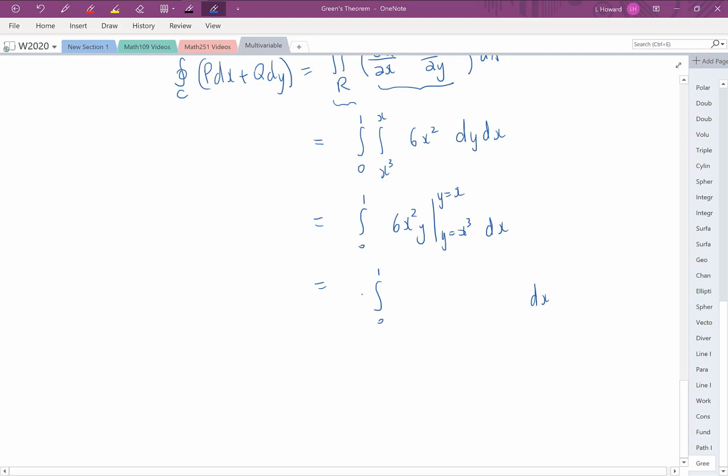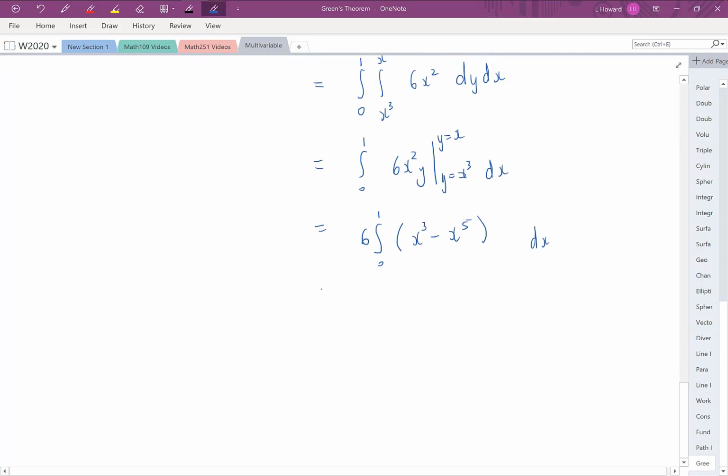So we keep our integral and our dx on there. Evaluating, I'm going to bring the 6 outside, I think. We'd have x cubed minus x to the 5th, and then we can integrate with respect to x. So x to the 4th over 4 minus x to the 6th over 6, and evaluate at 1 and then at 0. So inside the brackets, we're going to have 2 over 24 minus the value at 0, which is just 0. So for our final answer, we're getting 12 over 24, or let's just call that 1/2.